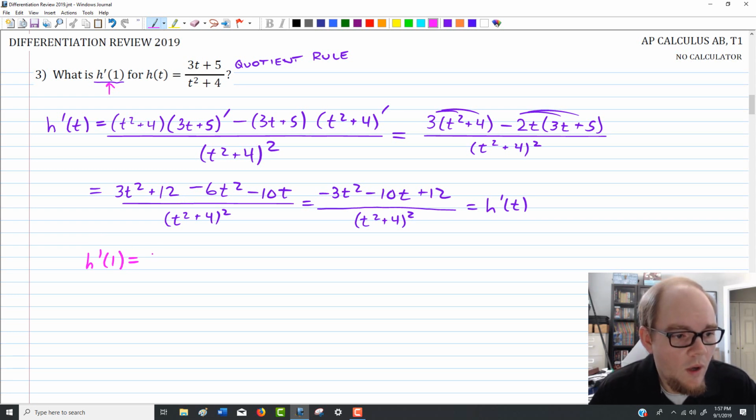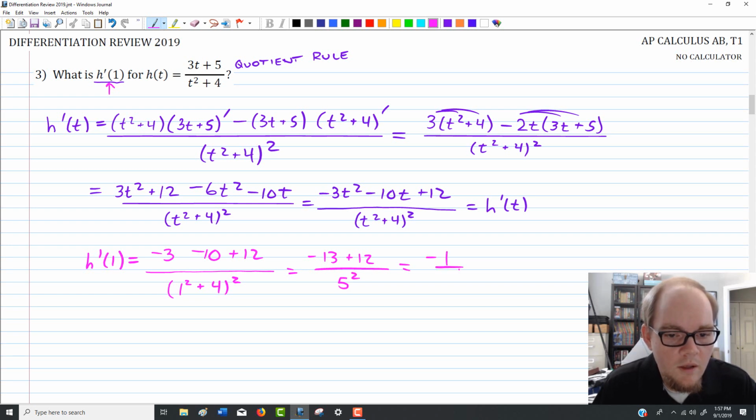So from here we can plug in 1. We'll get negative 3 minus 10 plus 12. And then down below, we'll have 1 squared plus 4 squared. So as far as ingredients, we get negative 13 plus 12 over 5 squared. It's going to be negative 1 over 25.